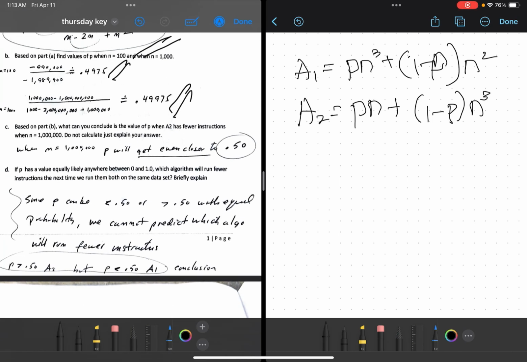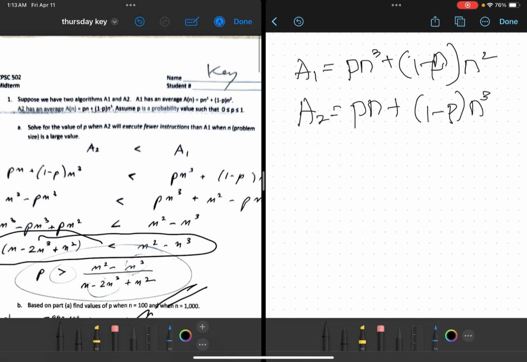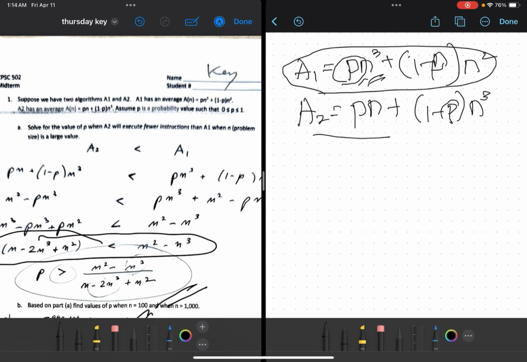Let's look at the next one. If p has a value equally likely anywhere between 0 and 1, which algorithm will run fewer instructions the next time we run them both on the same dataset? What you need to understand here is that we cannot exactly say which algorithm will run faster just by knowing that p is between 0 and 1. In the first algorithm, the value p is the coefficient of the larger term n cube. So if the p value is higher, this whole algorithm is going to be higher. And in the second algorithm, you have (1 minus p) times n cube.